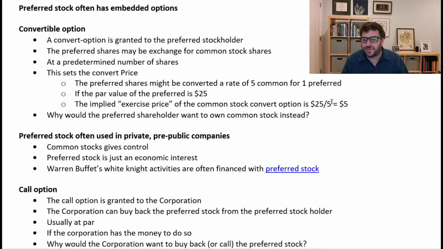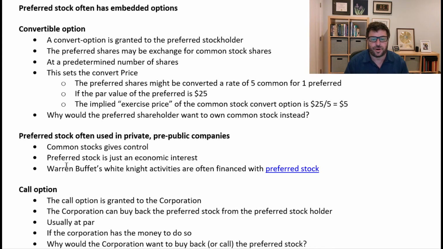Well, they get to pay $5, but the market price could be significantly higher. And so this is often used in private or pre-public companies. Common stock gives control. Preferred stock is just an economic interest. But it might be the case that I have a small company. It's pre-public. It's a private company. I would really like your money. I don't really want you to have control. But if this thing hits huge, well, you just get a fixed payment. And so you're not interested in that.